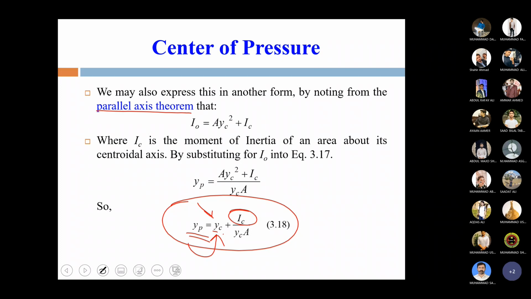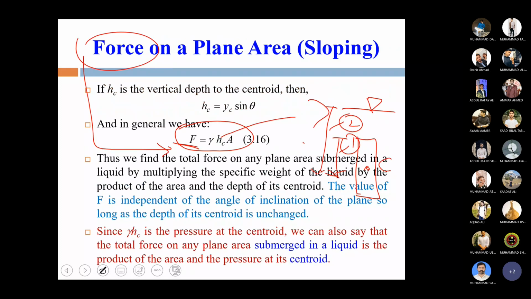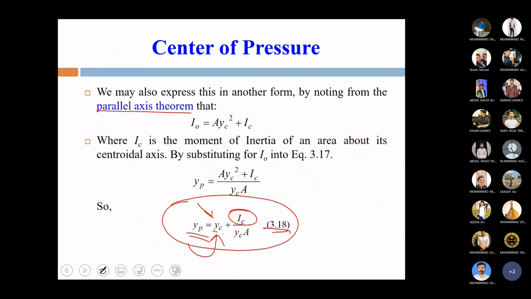Because it is difficult to find the centroidal distance of the pressure prism, we have transformed this y_p into y_c by the parallel axis theorem, and for any body we can find the centroidal point, whether it be moment of inertia or the centroidal distance. So you need to remember these two formulas: 3.18, y_p is equal to y_c plus I_c over y_c A, and the other one is F is equal to gamma h_c A.